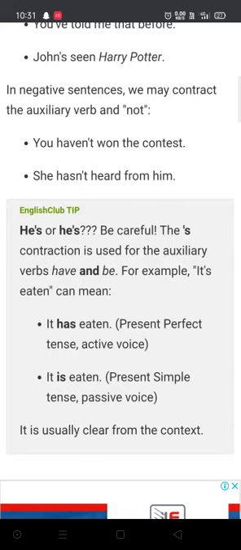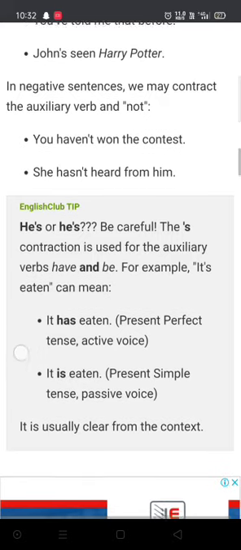Now, he's or he's. Be careful. The 's contraction is used for the auxiliary verbs have and be. For example, it's eaten can be it has eaten, present perfect, or it is eaten. It is usually clear from the context.